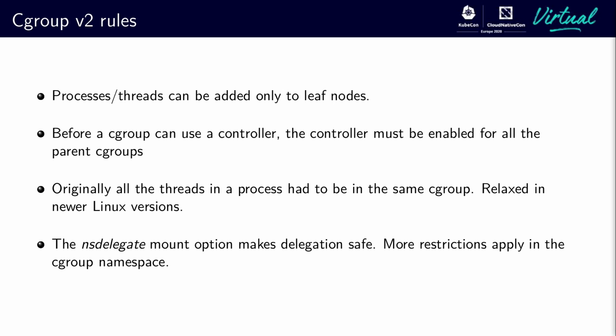As I already said before, a controller must be enabled in all the parent cgroups before it can be used in a cgroup. Originally, all the threads had to be in the same cgroup. This limitation was relaxed in newer kernels, and now it's possible to migrate single threads to different cgroups. There is also another cool feature, nsdelegate, that was added later, and that makes delegation to privileged processes even safer, as it enables additional restrictions.